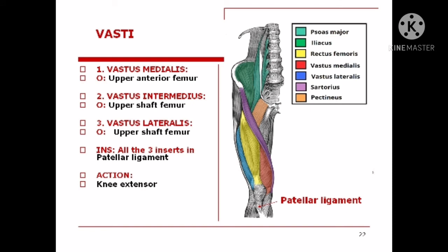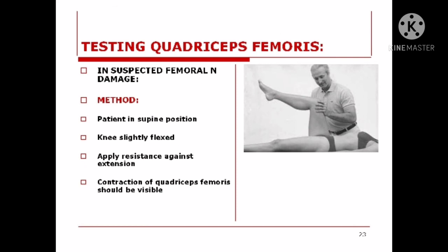The vasti, vastus medialis, vastus intermedius, and vastus lateralis all arise from the anterior aspect of the shaft of the femur bone. They all insert in the patellar ligament, and the patellar ligament in turn inserts upon the tibial tuberosity, and their action is the extension of the knee joint.